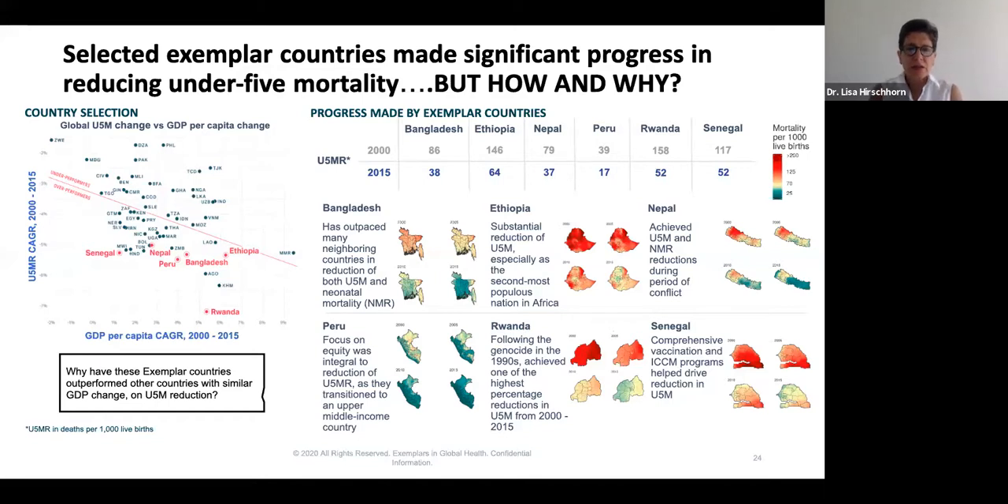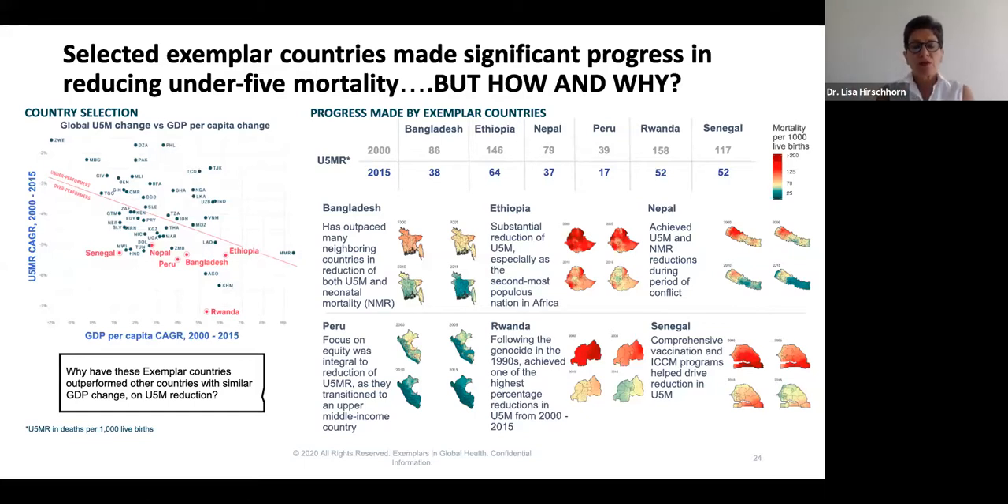This was based on a much broader initiative through Gates Ventures to look at what are called exemplar countries, countries that are doing better in different areas than one would have expected based on their economic or regional peers. And so again, reflecting back on what Kenny said, we actually know how to prevent a lot of deaths in children under 5. And selected exemplar countries have made significant progress in reducing them. So we do have some areas where people have been successful. But what's really missing is how and why.